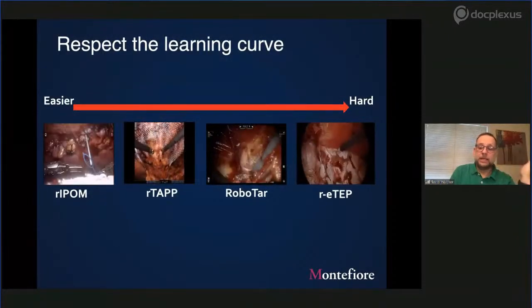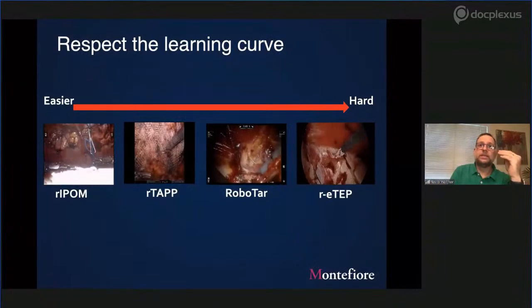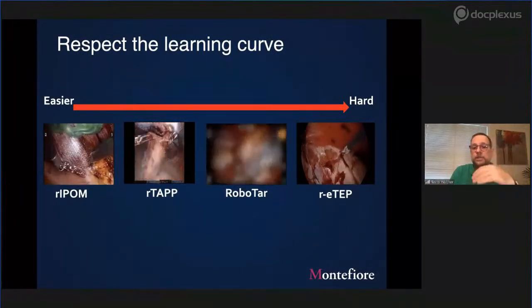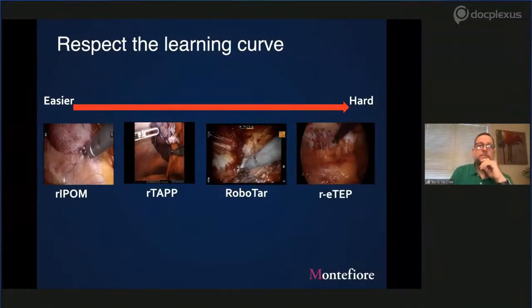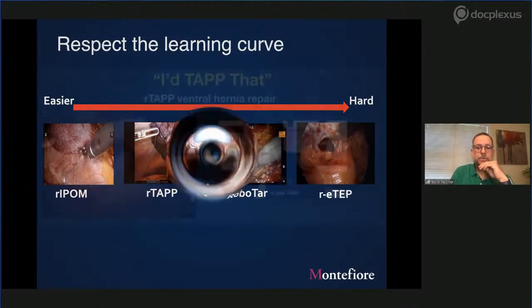So again, respect the learning curve. I think the easiest will be IPOM, the hardest will be the extraperitoneal approach. TAP, ventral TAP is in the middle of this, but it's really feasible and cheap. For those of us who come from not rich countries, it is a good and very attractive approach.